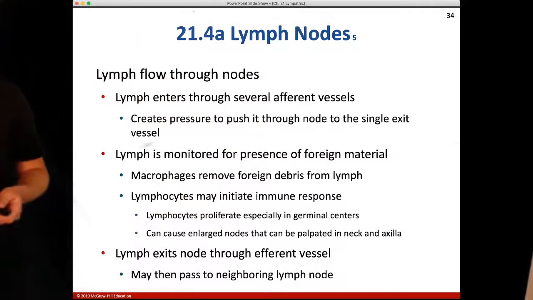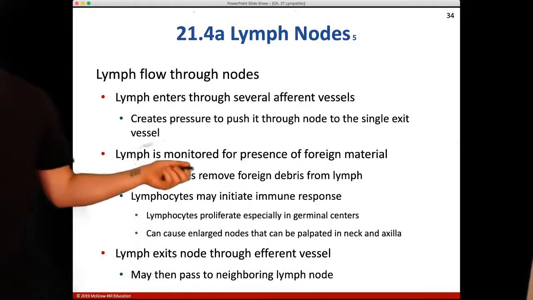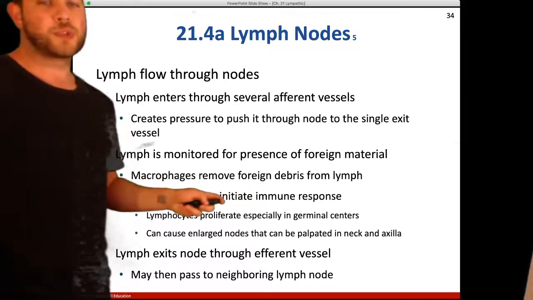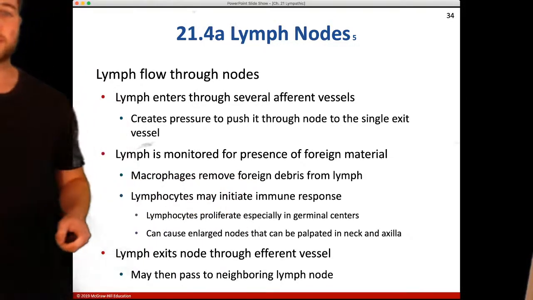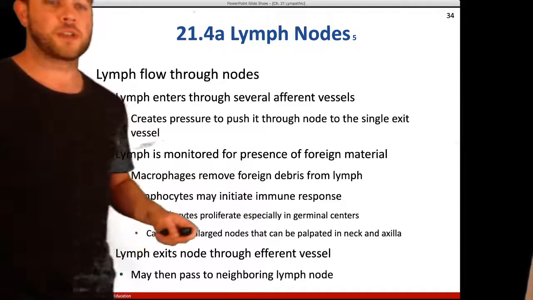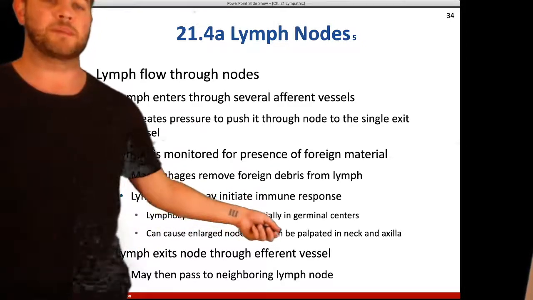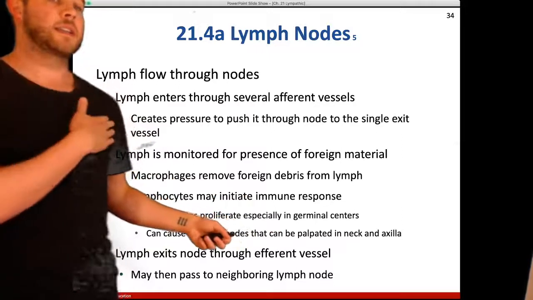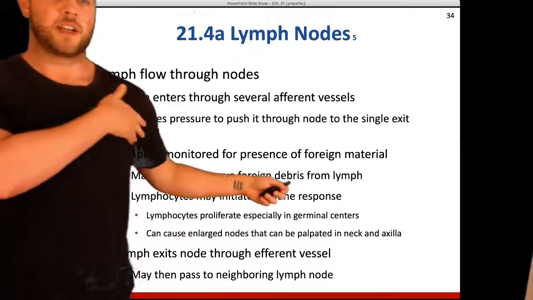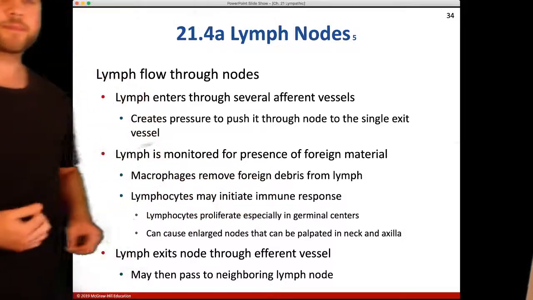Lymph is then monitored for the presence of foreign material, macrophages removing foreign debris, lymphocytes that may initiate your immune response, your B and T ones. They proliferate, especially in the germinal centers, and cause enlarged lymph nodes that can be palpated in the neck and in the axilla. The ones in the armpit are just kind of on the front, and they wrap around to the side a little bit.